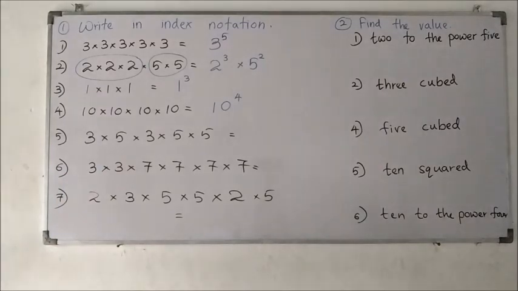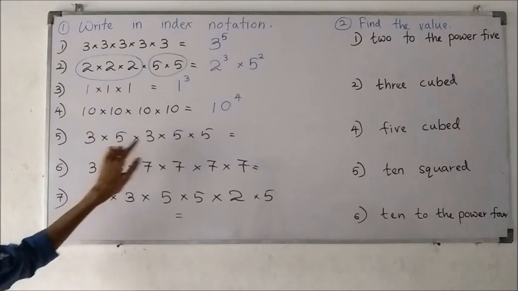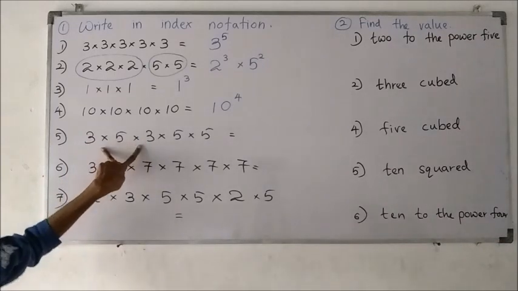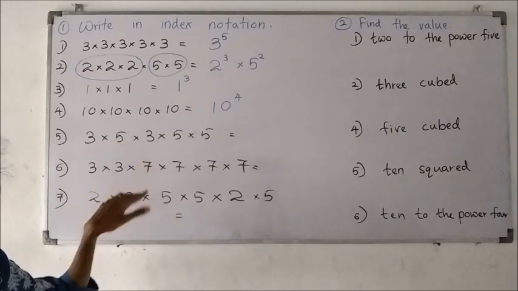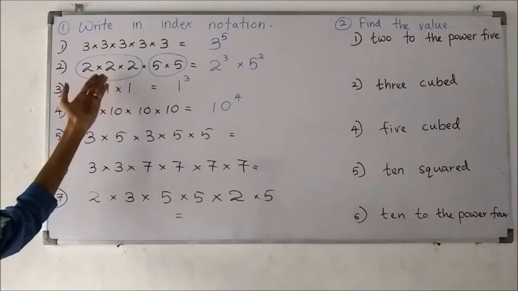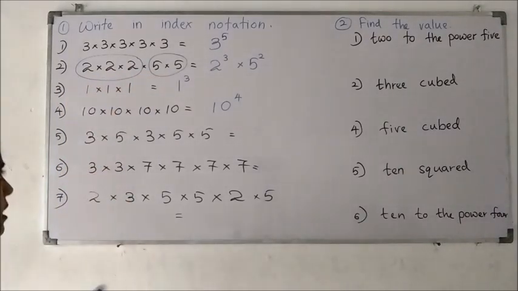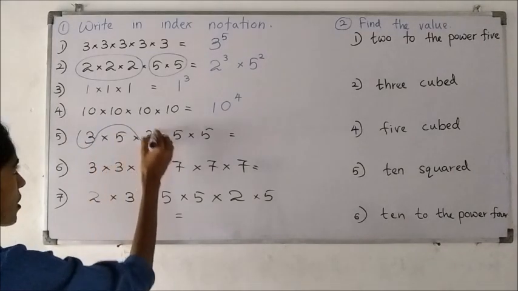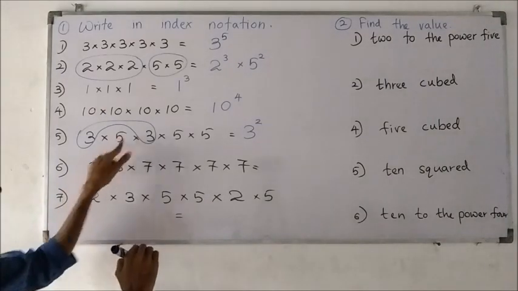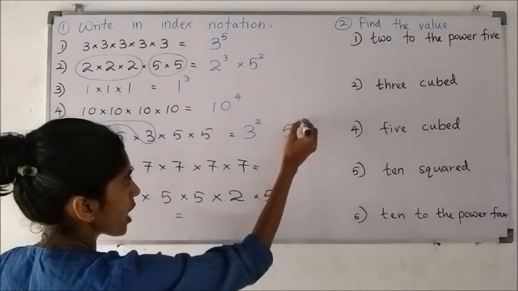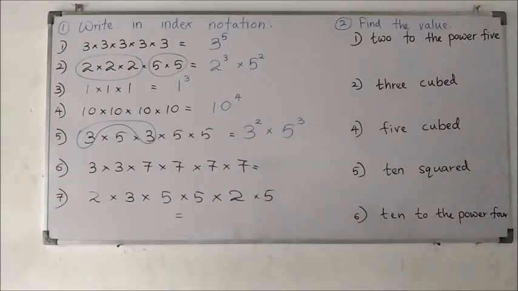Next, here also we can see two different numbers are repeated. Okay, 3 is repeated how many times? But you can see 3 is located in two different places. 5s are also located in different locations, not together. It doesn't matter, we will take them separately. 3 is repeated 2 times and 5 is repeated 3 times. So, as a product we will write it in index notation.